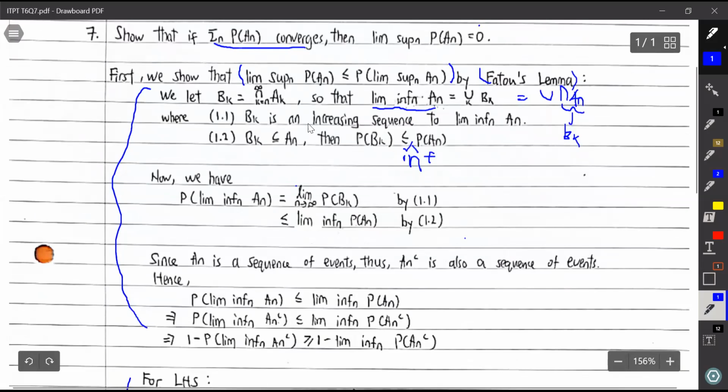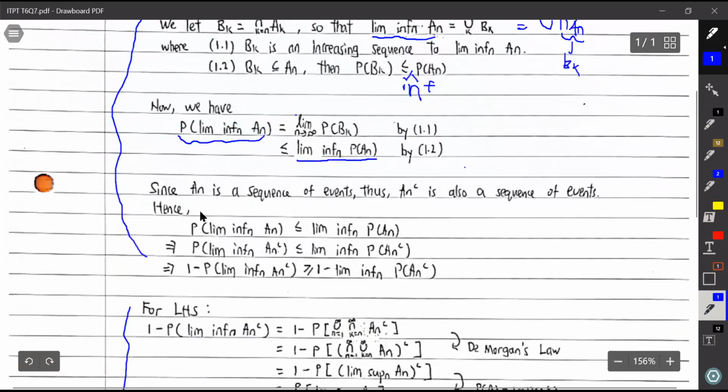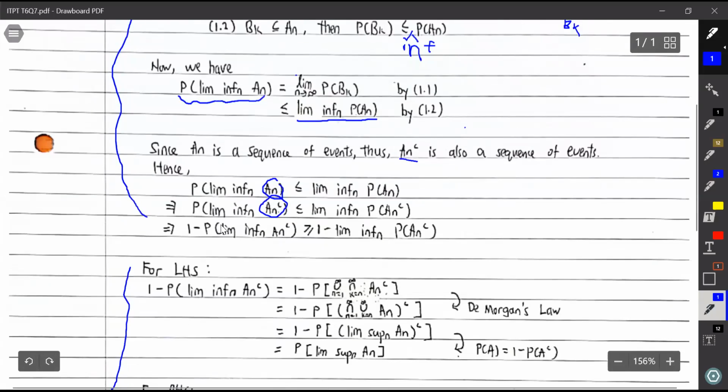So from 1.1 and 1.2, we can make P(lim inf An) smaller than lim inf P(An). And then because An is a sequence of events, the complement of An is also a sequence of events. They share the same characteristic. So we just let An become An complement, and then we negate it and add 1, so we will get this.